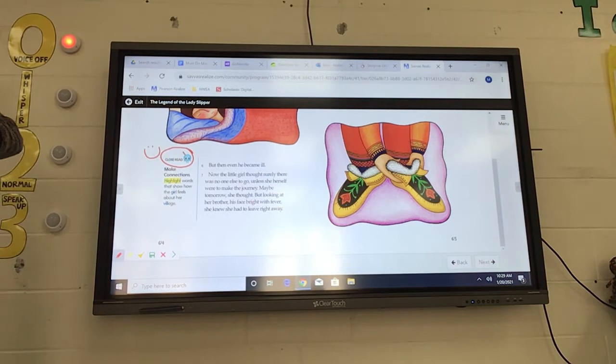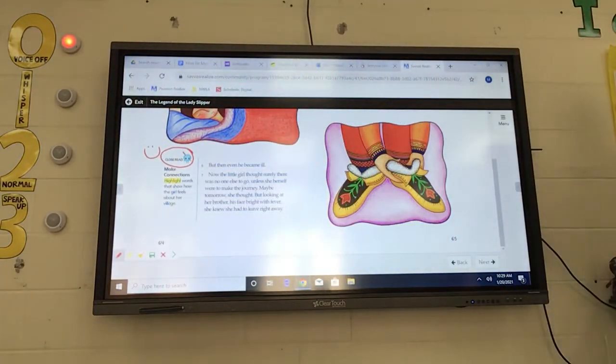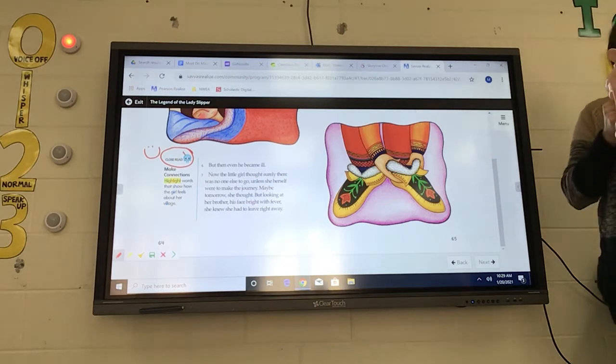Line 6. But then even he became ill. Now the little girl thought surely there was no one else to go, unless she herself were to make the journey. Maybe tomorrow, she thought. But looking at her brother, his face bright with fever, she knew she had to leave right away.